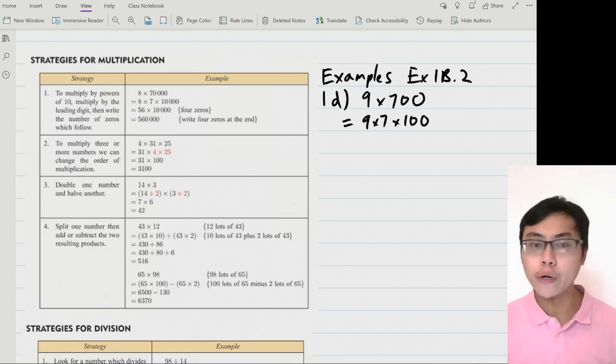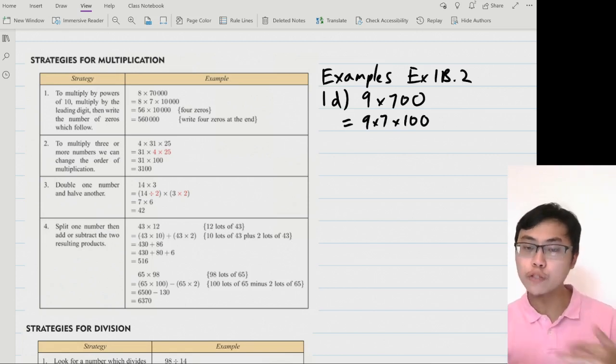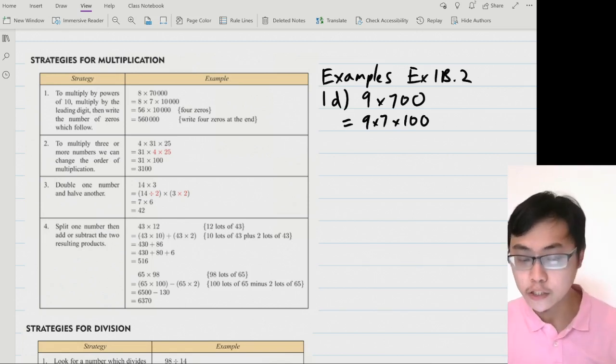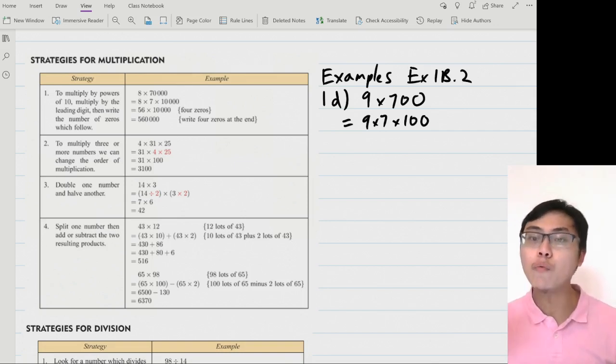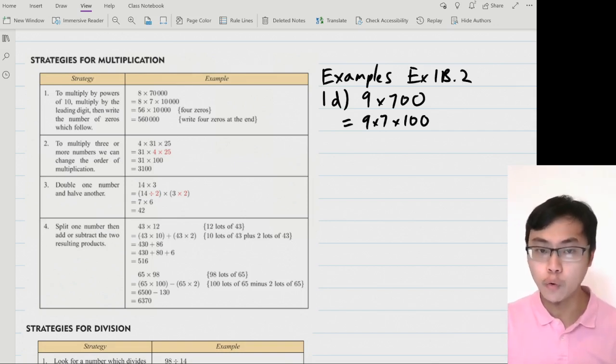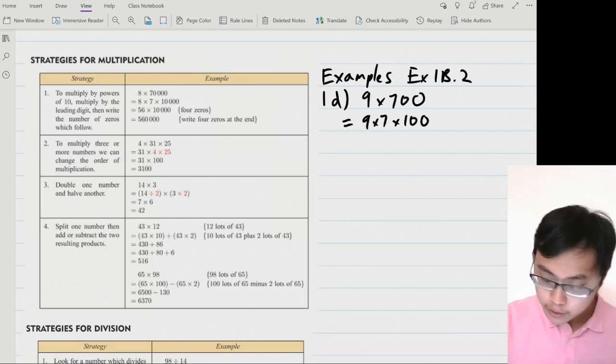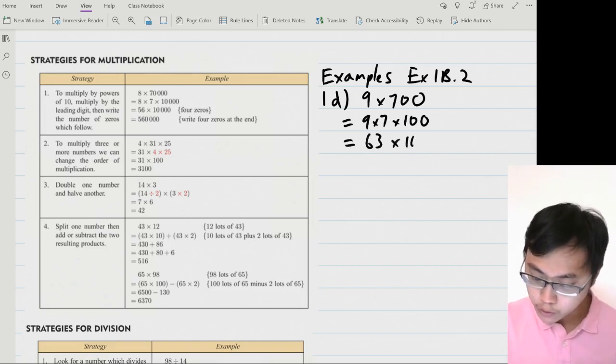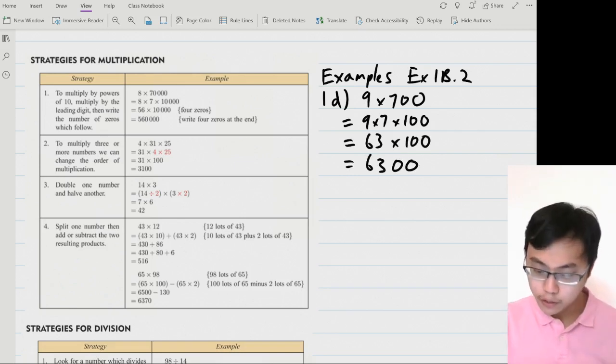Now I am showing my strategy on how to split up this multiplication into several steps. I want you to do the same when you are doing your homework. Please show all of the steps, the strategy that you use. So what is 9 times 7? That's going to be 63 times 100, and so you just combine that in the end. That's 6,300.